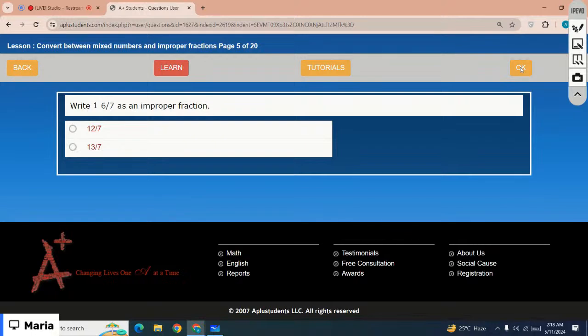Okay, the next one is write 1 whole 6 by 7 as an improper fraction. So which is the correct option? The correct option is, yes, that's 13 by 7 is the correct option.